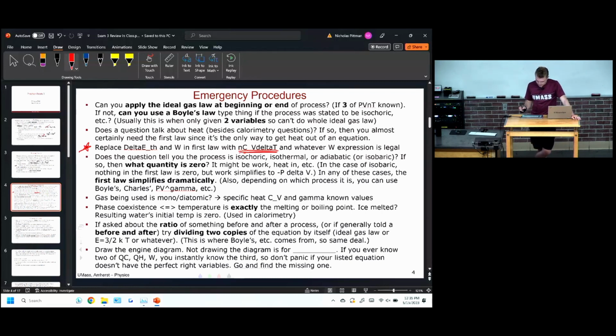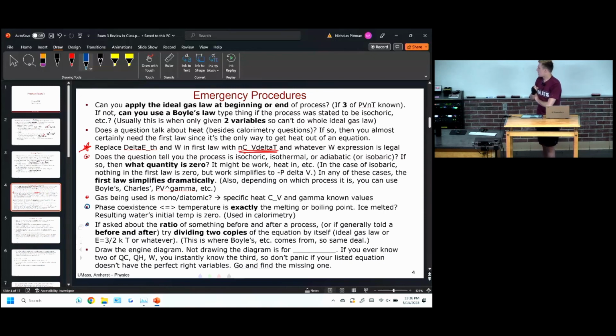Okay, the next case is already covered. This one that I'm circling right now, that's already covered in the strategy. So is this one. If the gas is mono or diatomic, you know CV. Okay, this one in blue is if you are in a calorimetry problem and let's say you have ice and it melts, the temperature of the water immediately after the ice has melted is 0 Celsius. It comes out of the ice at 0 Celsius, at the freezing point, and then continues to heat up. So sometimes you will forget that on a calorimetry problem.